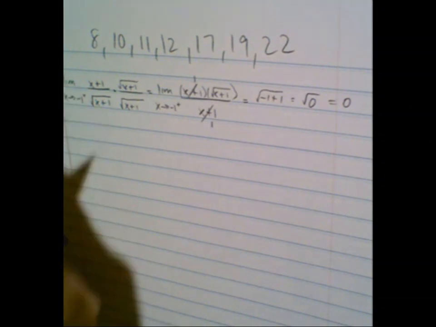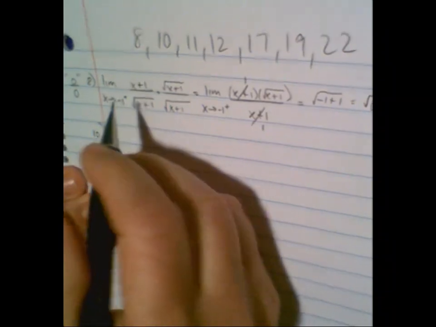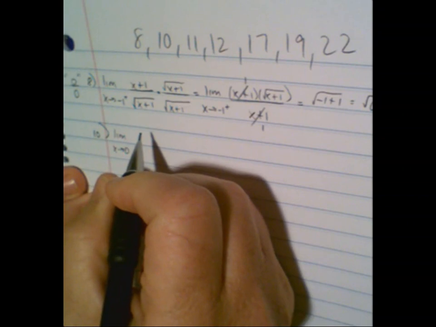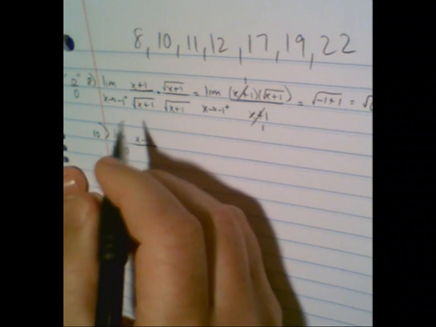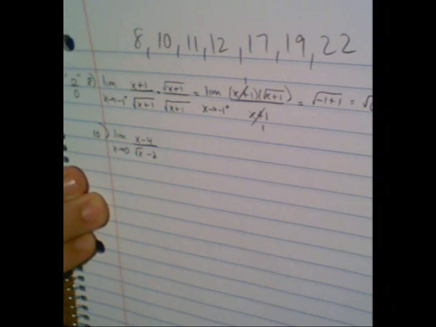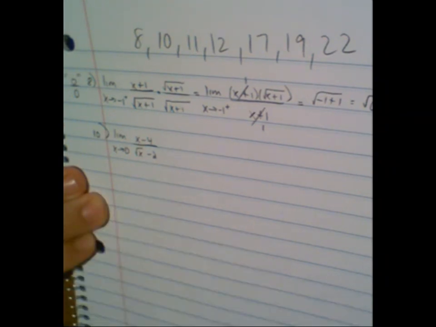The next one I'm going to do is number 10. Number 10 is the limit as x approaches 0 of x minus 4 over the square root of x minus 2. For this one, when I plug in 0, it works.